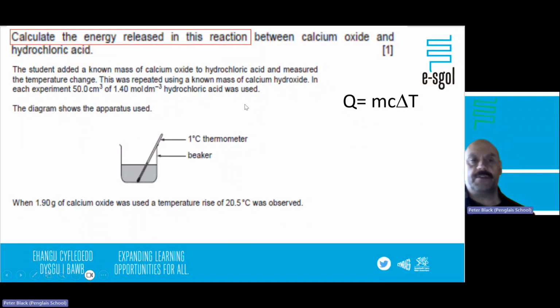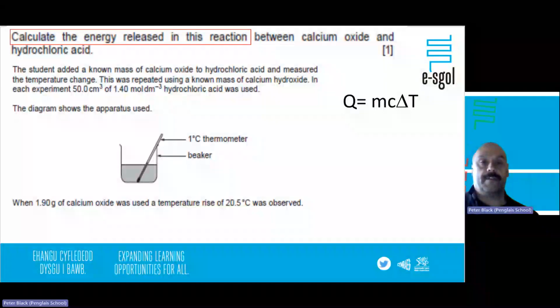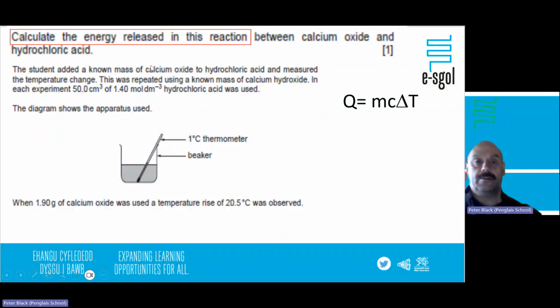So M is the mass of the solution, because technically 1.4 molar hydrochloric acid, if you were to make that up, you'd have 1 litre of water, and in that you would dissolve 1.4 moles of hydrochloric acid. So in effect it is 50 centimetres cubed. So our mass here would be 50. Remember, don't include the mass of any solids in this, okay? So for example, you would not use the value of 51.9 for the mass, because we don't include the mass of calcium oxide. It's literally the mass of the water, i.e. the acid.